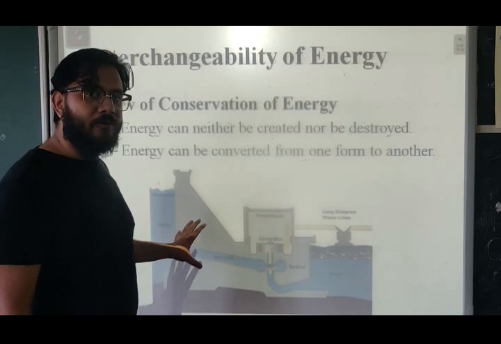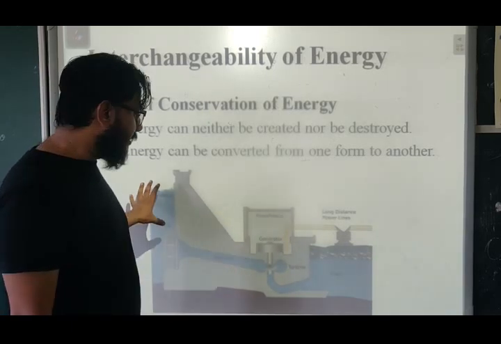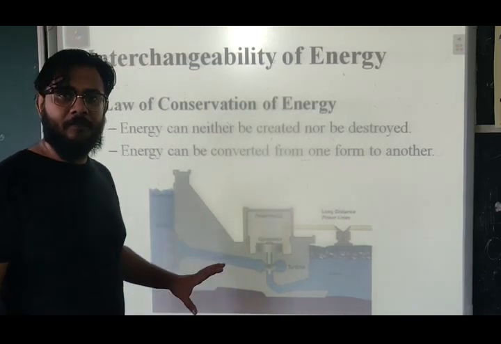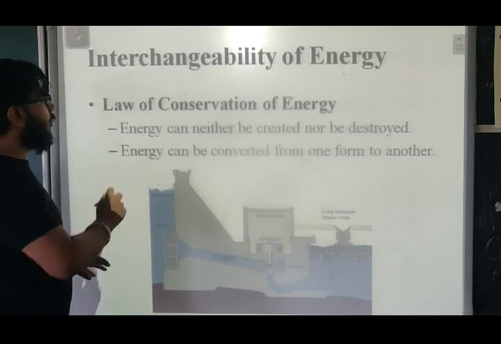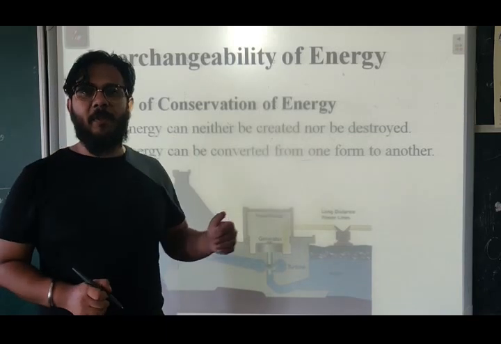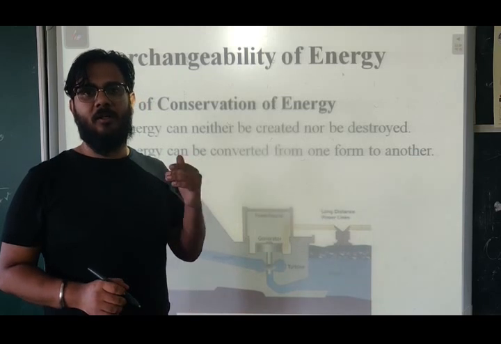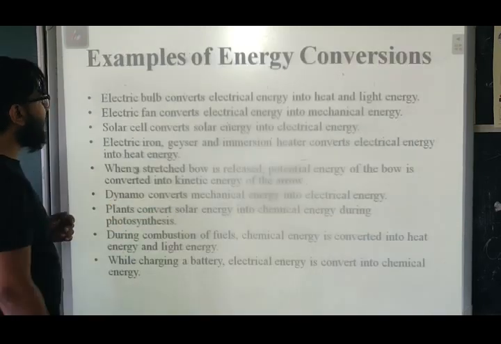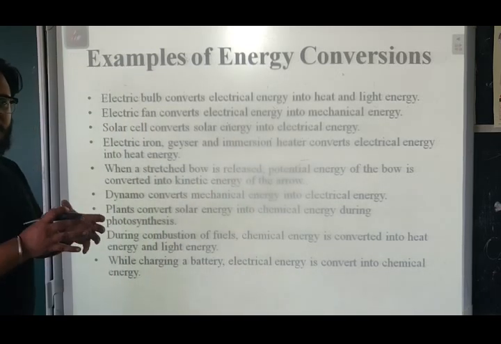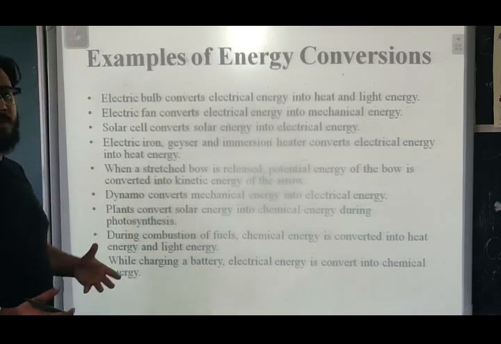Energy is changing from one form to the other. It's not being destroyed. It's just being changed from one form to the other. So that is what it talks about. Law of conservation of energy talks about energy which cannot be created and cannot be destroyed, but can only change forms. So here are some examples of these conversions of energy, or change of forms of energy.